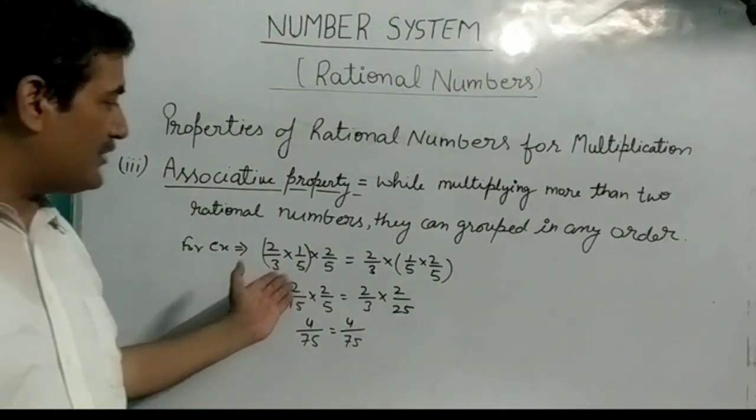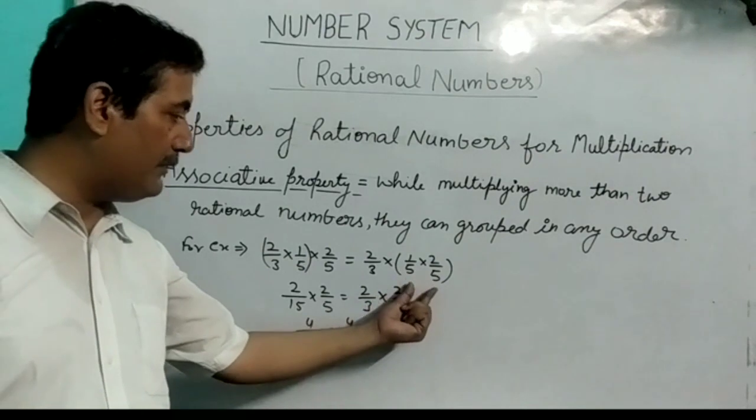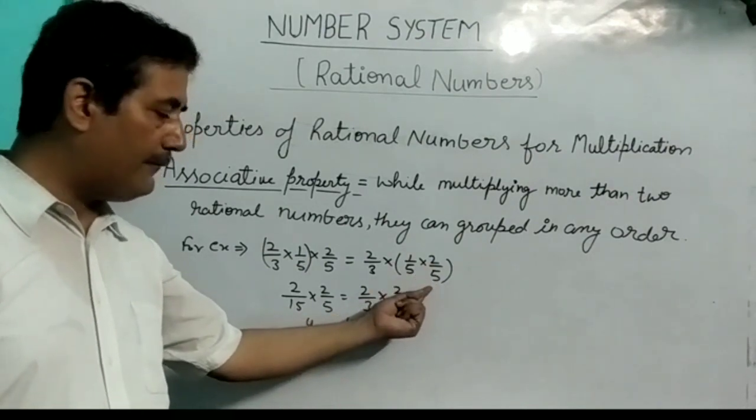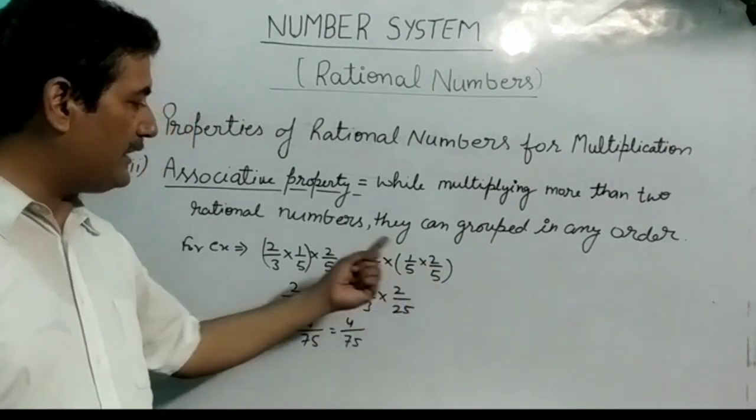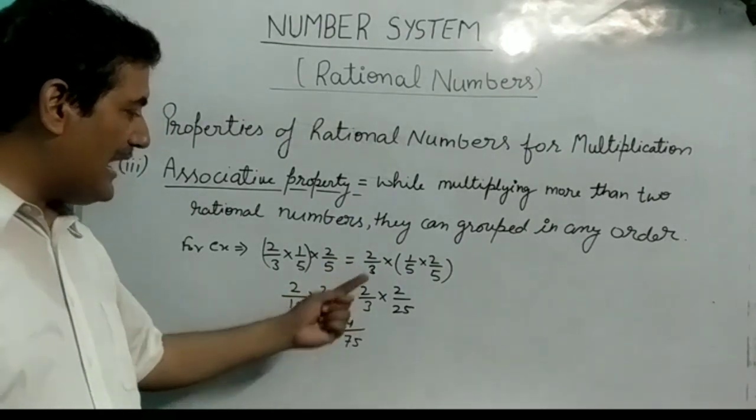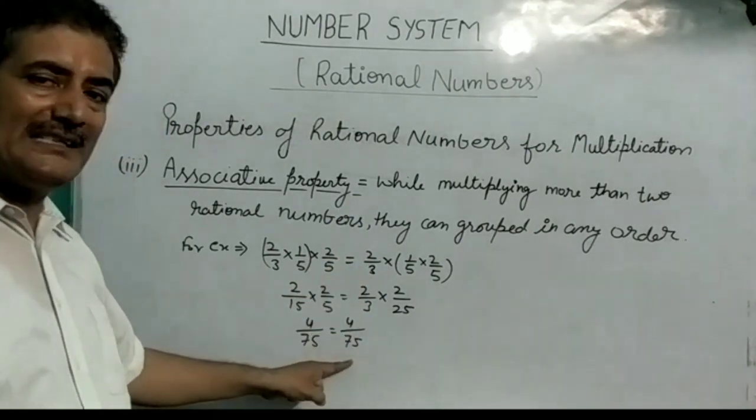But if we change the group, first we multiply 1 by 5 by 2 by 5, and the product is multiplied by 2 by 3. The answer is also the same, 4 by 75.